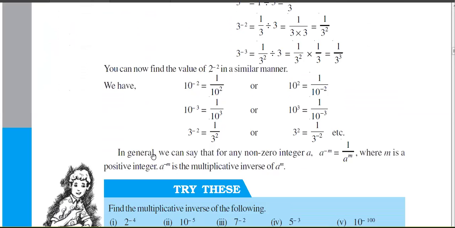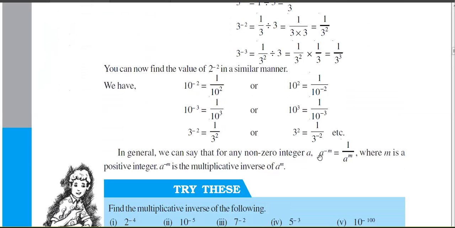In general, we can say that for any non-zero integer, A is the base. A is the base. It should be a non-zero integer. So 3 was a non-zero integer.